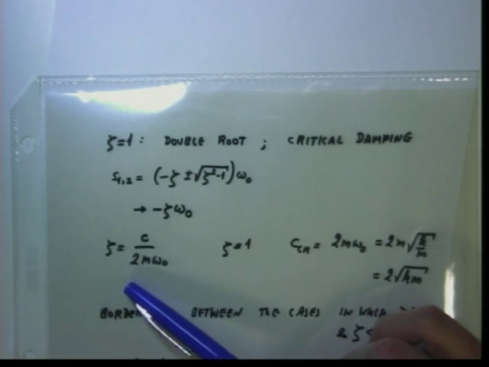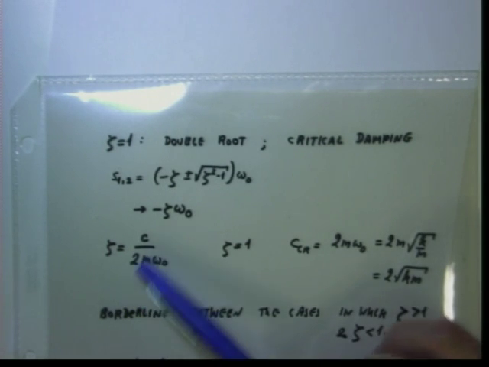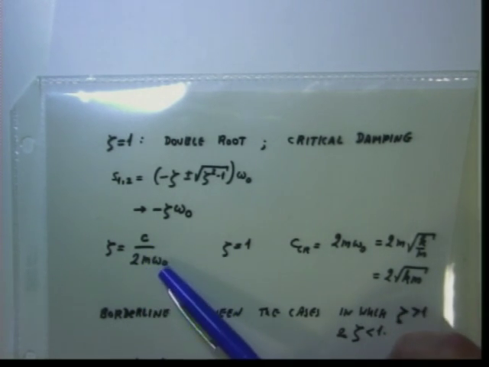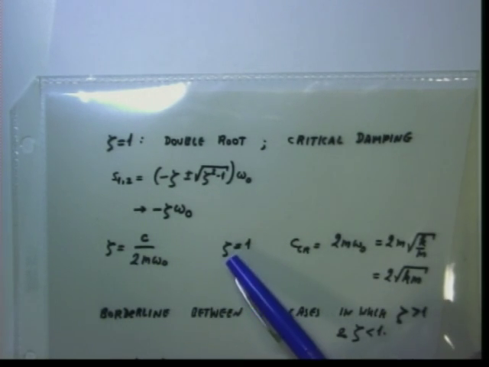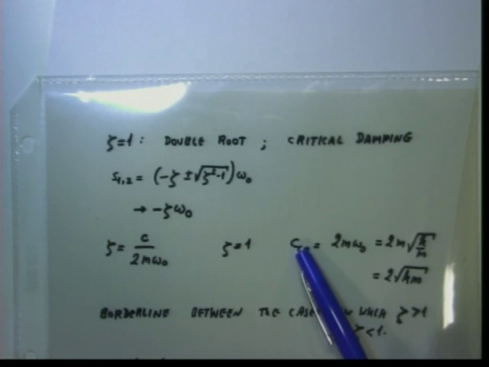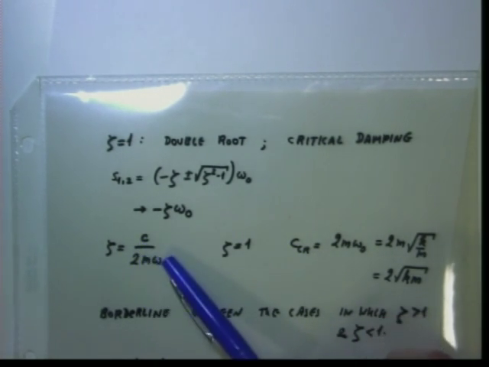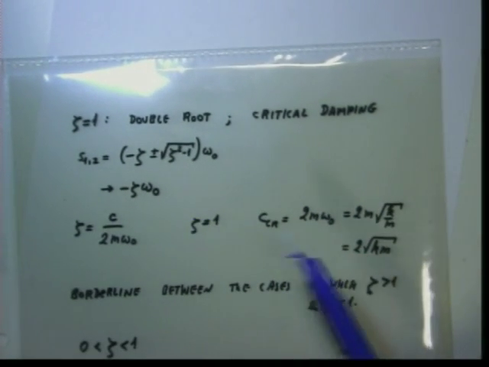So let us recall what expression for zeta reads. Zeta equals c divided by 2m omega sub 0. Critical value, zeta equals 1 means I substitute here zeta equals 1, so I get c critical. c critical equals the numerator c equals the denominator 2m omega sub 0, or it equals 2 square root of km.